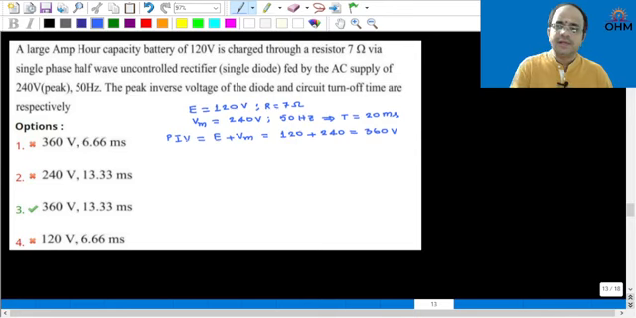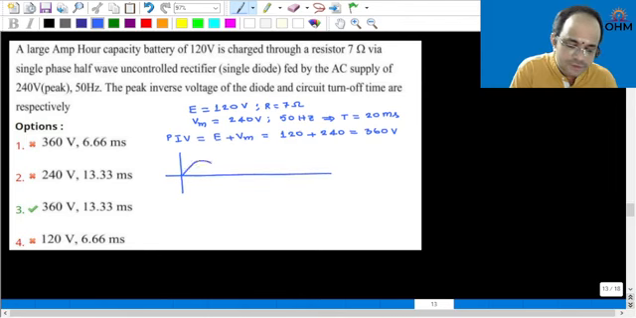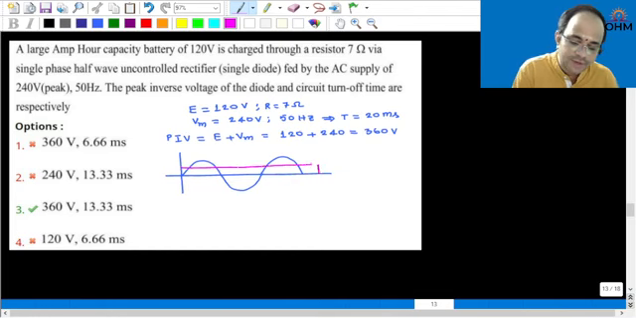In a circuit, turn off time is not an appropriate word in case of a diode, but we can understand. Circuit turn off time will be the relevant question if the device is an SCR. But from the examiner's point of view, we can understand how much time the diode will be turned off. So if we just look into the waveform here, this is a source voltage and this is a load EMF E.